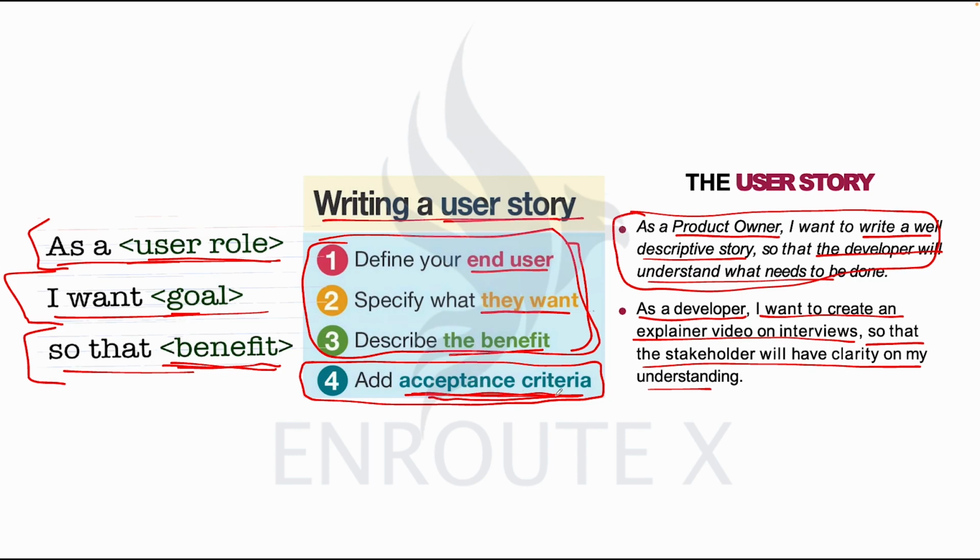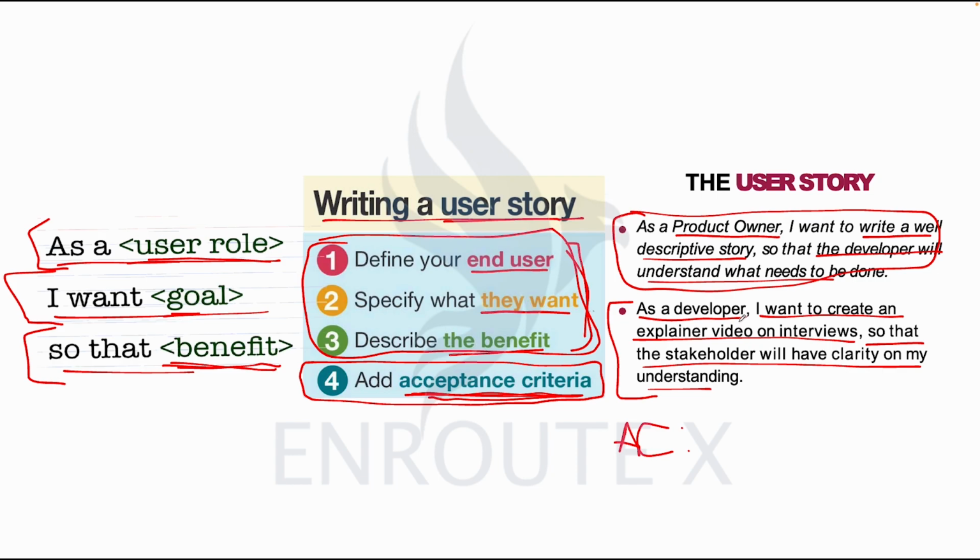Where the acceptance criteria would be added is, how do we know that what I want to do is now done? So in these two examples we made here, as a developer, I want to create an explainer video on interview so that the stakeholder will have clarity on my understanding. So your acceptance criteria, which we acronym AC, would reflect how do we get to know when you have done this. That is what the user story focuses on.